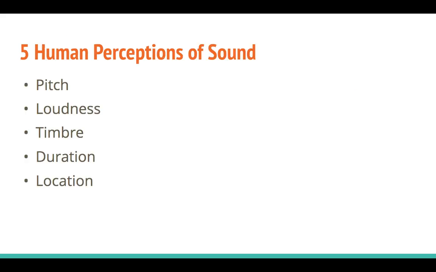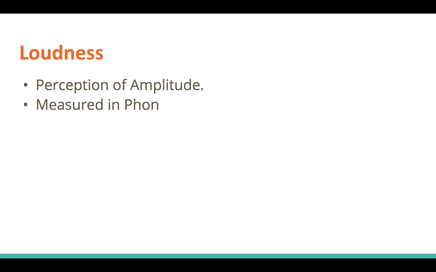So let's move on and talk about the five human perceptions of sound. Generally, we will define these as pitch, loudness, timbre, duration, and location. You may notice that these bear some similarities to the five physical attributes of sound that we talked about in the previous acoustic lectures. Let's begin with loudness. Loudness is the human perception of amplitude, and it's measured in a unit called phon.